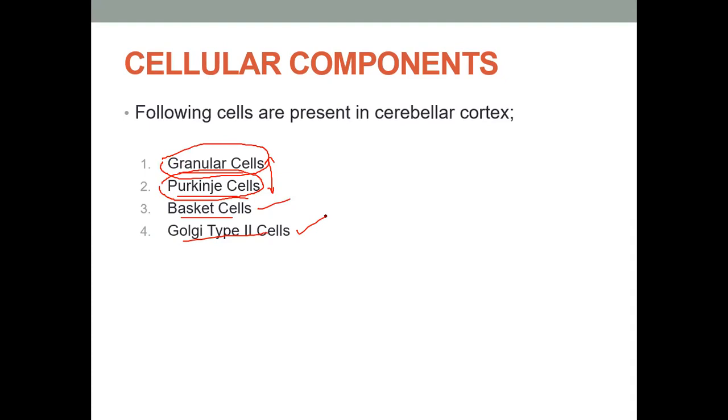Majorly, when we talk about the functionality of the cerebellum, it works as a turn on and turn off mechanism. So majorly Purkinje cells and granular cells come out. As far as the functionality is concerned, all of these cells are inhibitory except the granular cell. Granular cell is the only cell which is excitatory in nature. Whenever this cell is stimulated, it's going to generate an excitatory impulse, while Purkinje cell, basket cell, and Golgi type 2 cells are all inhibitory in nature.